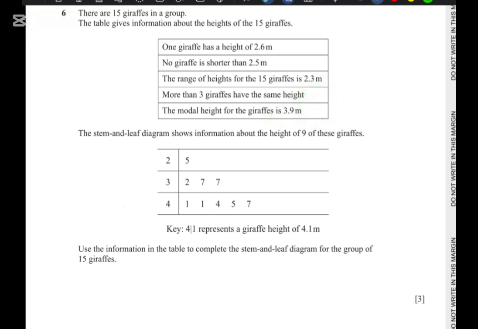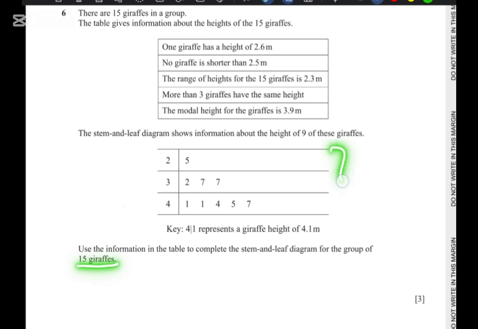And there is one more stem and leaf diagram shown, with information about the heights of 9 of these giraffes. So for 9 of these giraffes, they have given us the information: 2, 5, 3, 2, 2, 7, 2, 7, 7, 4, 1, 1, 4, 5, 7. 4, 1 represents a giraffe height of 4.1 meters. Use the information in the table to complete the stem and leaf diagram for the group of 15 giraffes.